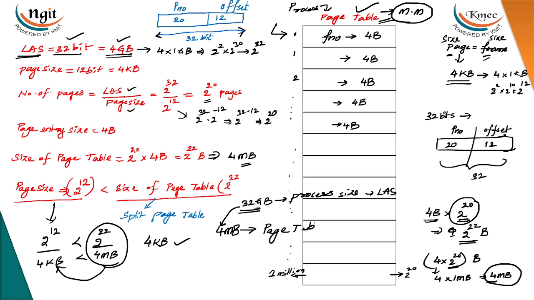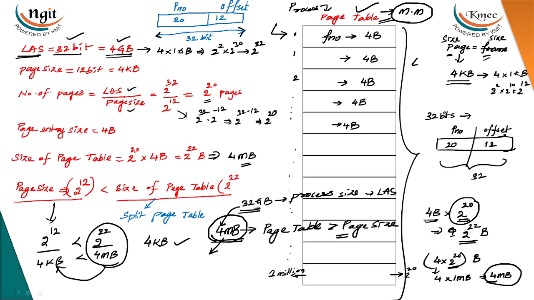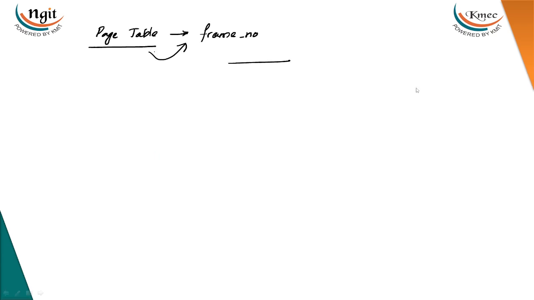But the problem is this 4 MB is more than the page size. This 4 MB of page table is more than the page size or frame size of the main memory. So what we have to do, we again divide this particular 4 MB page table into 4 KB partitions.